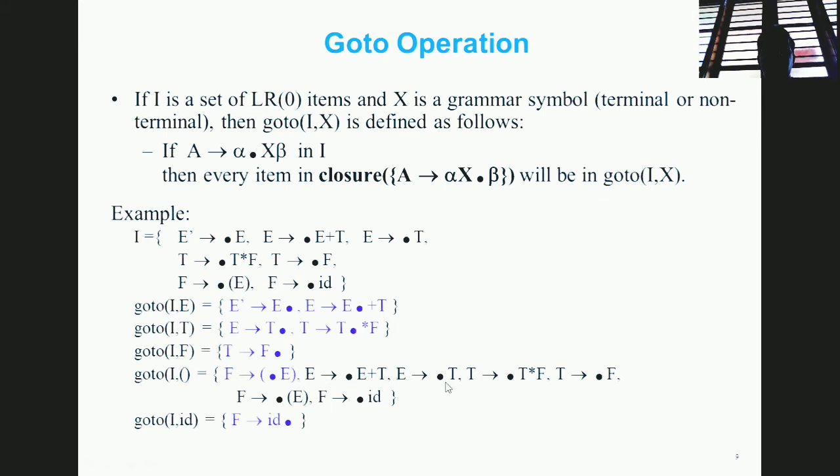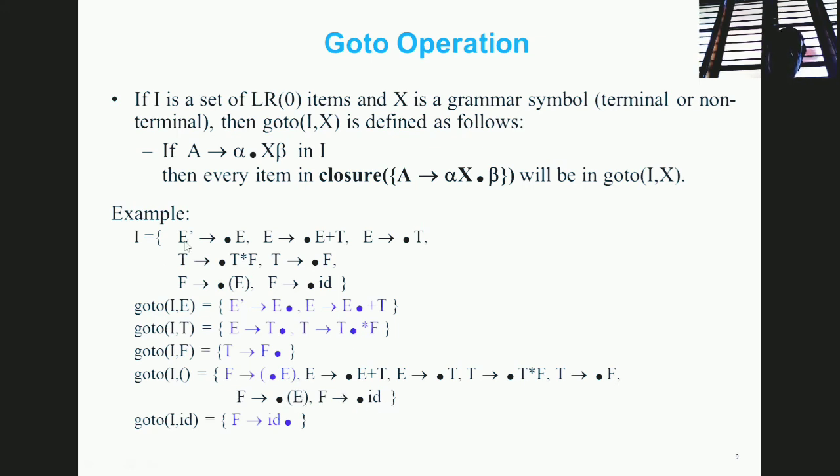E tends to dot T. Once again, I have a dot T, so I'm supposed to add the productions of T into this. T tends to dot T star F. Once again, T tends to dot F. Since F becomes a new non-terminal symbol after the dot, once again I'm supposed to find the closure of that. So I'm going to add the productions of F: F tends to dot open parenthesis E close parenthesis, and F tends to dot ID.